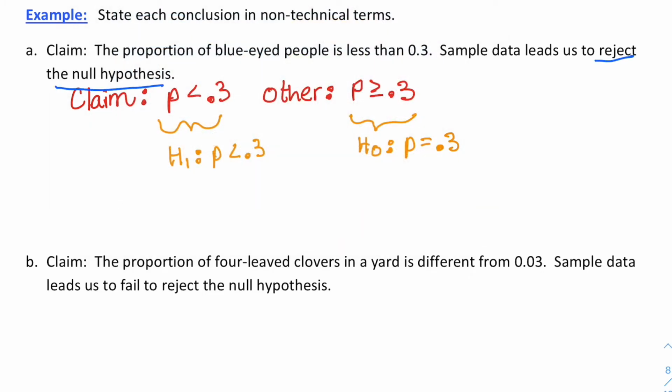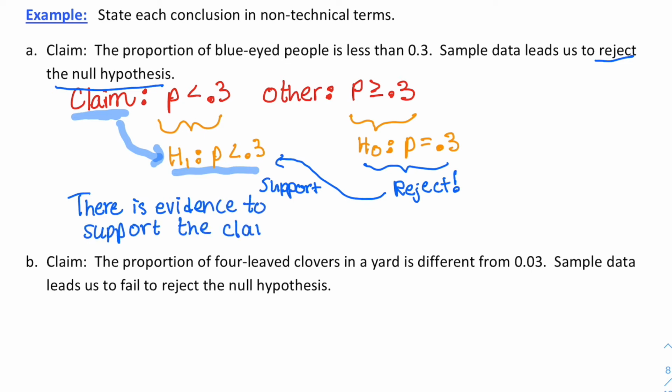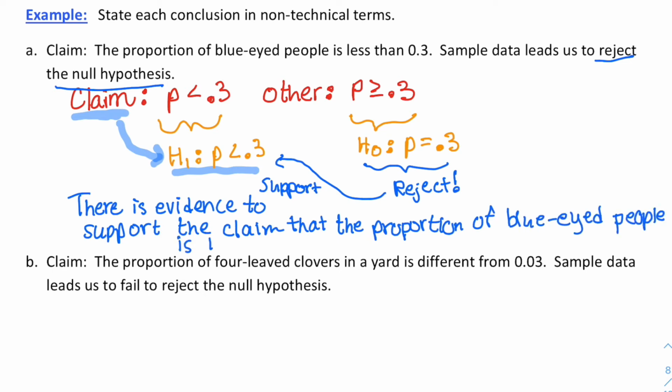Say we have sample data that says we're going to reject our null hypothesis. So we're rejecting H0. And we're always trying to determine what that tells us about our original claim. So our original claim isn't our null hypothesis, it's our alternative. If we're rejecting our null hypothesis, that means we're supporting an alternative instead, which is my claim. So I can say there is evidence to support the claim that the proportion of people with blue eyes is less than 0.3. And yes, I know it feels like English class, but you really should reword everything in terms of the original claim.